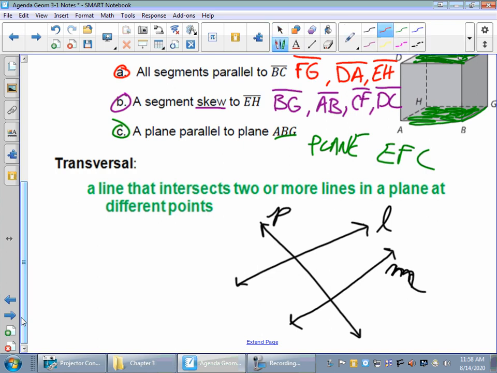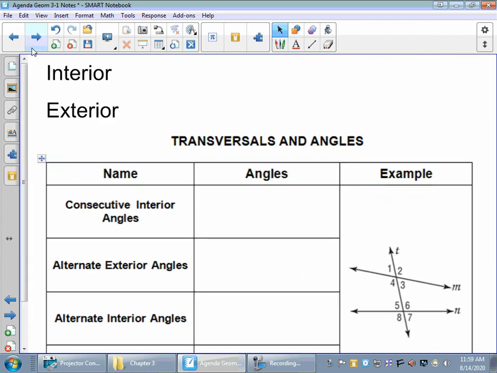You can see it intersects here and intersects here. It has to intersect at two different points to be a transversal. Okay? So there's a couple different things now with relationships between transversals and the angles. So let's just first talk about interior and exterior.